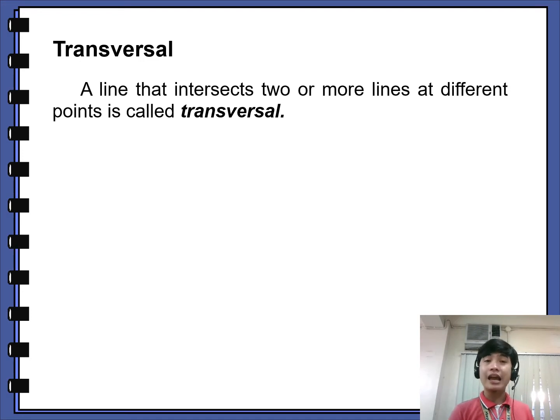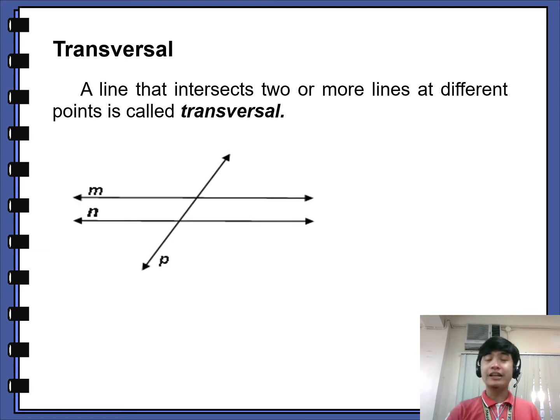Okay, the next thing that we need to define is the concept of transversal. So transversal is a line that intersects two or more lines at different points. So we call it transversal. So ito po yung illustration natin ng transversal.